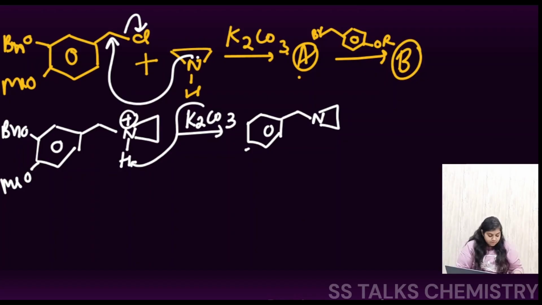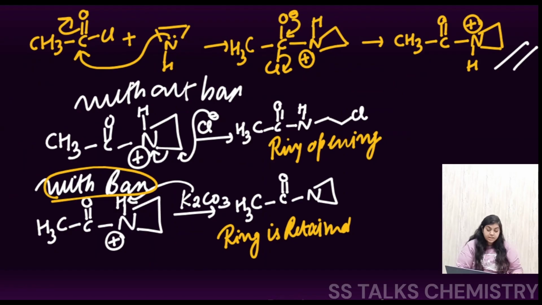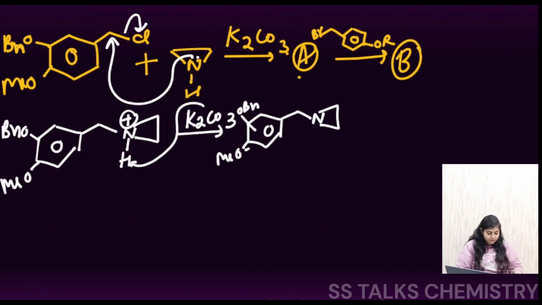So in the basic medium, we have seen that the ring is being retained. Here my OBN will be there. So in the basic medium, as I told, the ring is being retained, right? So this thing is present, and this is your product A that has been formed.